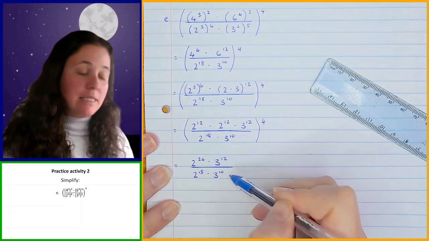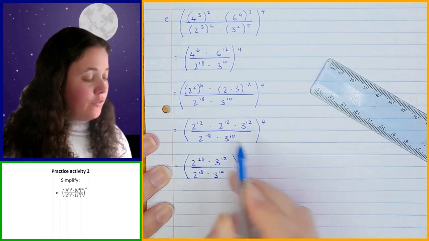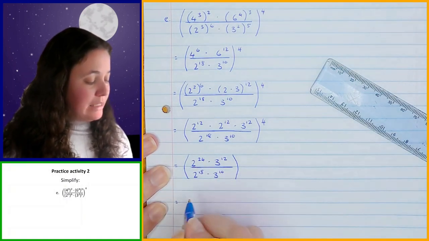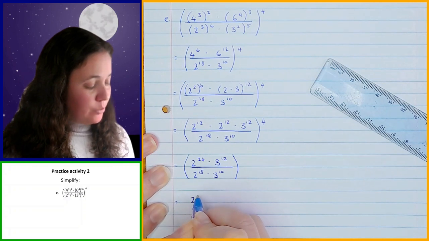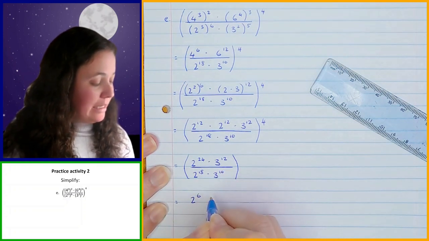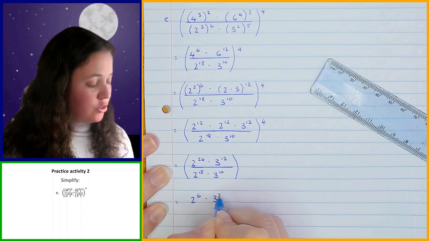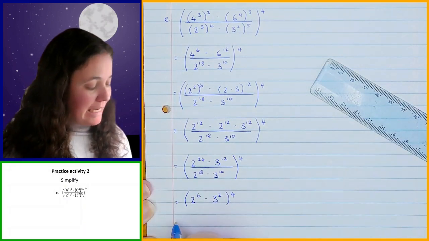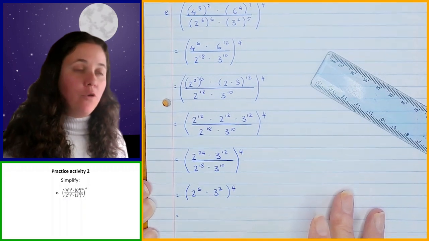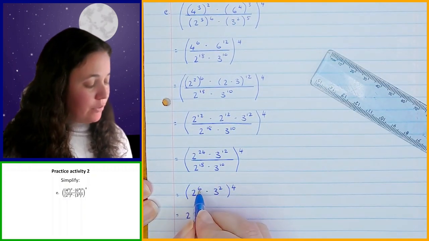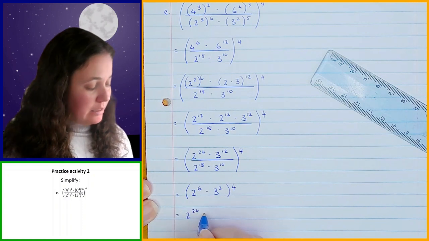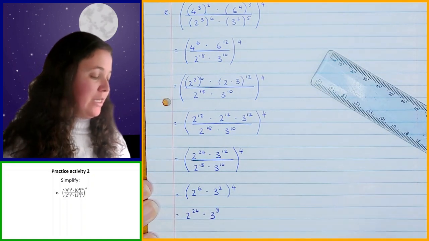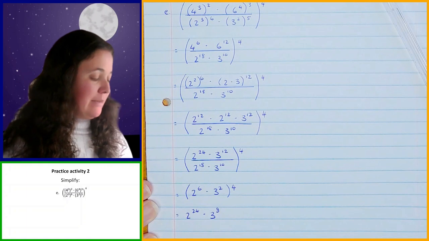Now you can actually skip that step and go straight to the next step if you are confident by just adding those and then subtracting the 18. Okay? But 24 minus 18 is 6, so this is 2 to the power of 6, and then 12 minus 10 is 2, so that's times 3 to the power of 2, and that is to the power of 4. Okay, and now I'm going to raise those both to the power of 4. That gives me 2 to the power of 6 times 4 is 24, times 3 to the power of 2 times 4, which is 8. So that's what you should have got for question E. 2 to the power of 24 times 3 to the power of 8.